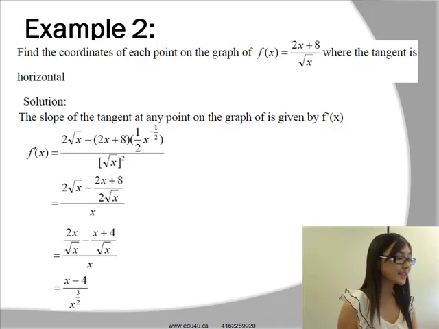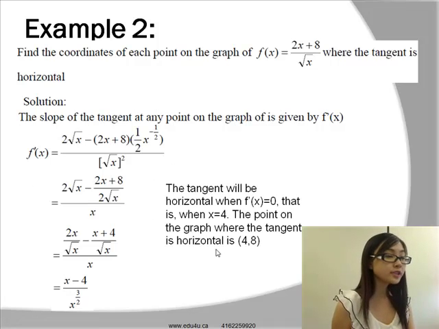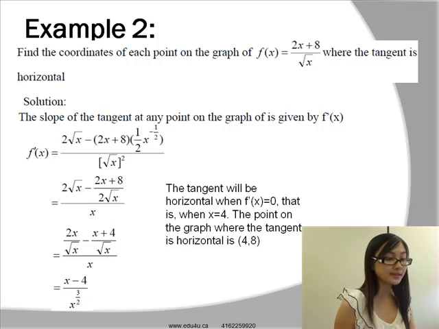If we solve it, the derivative of f(x) equals x minus 4 over x to the power of 3 over 2. When the tangent line is horizontal, the derivative of f(x) will be equal to 0. And we know that when x is equal to 4, f'(x) will be equal to 0. So we say the tangent line will be horizontal when the derivative of f(x) is equal to 0, and that is when x is equal to 4. The point on the graph where the tangent is horizontal is (4, 8).